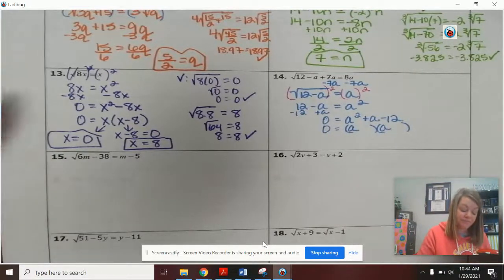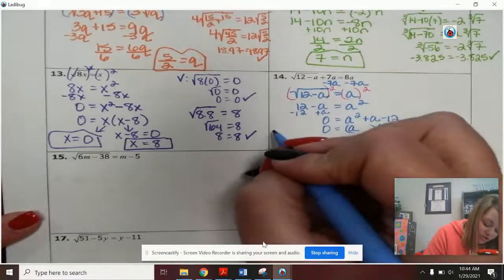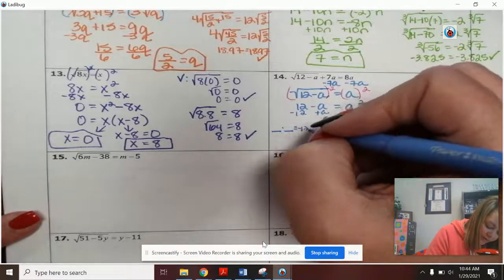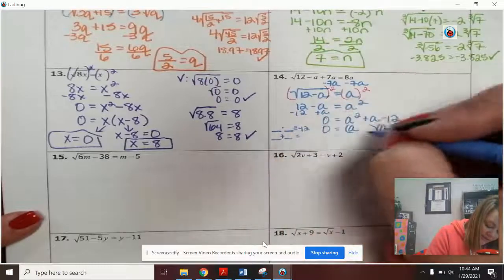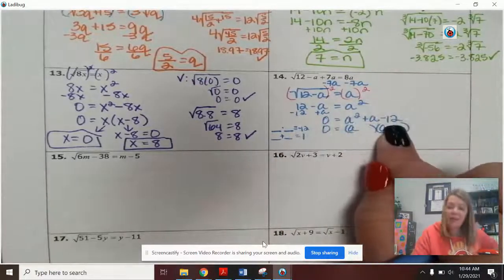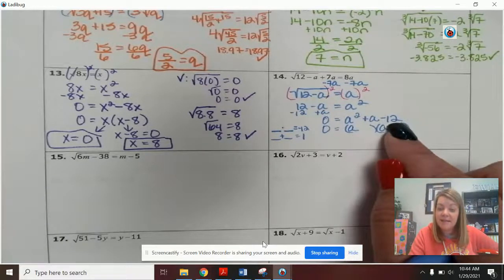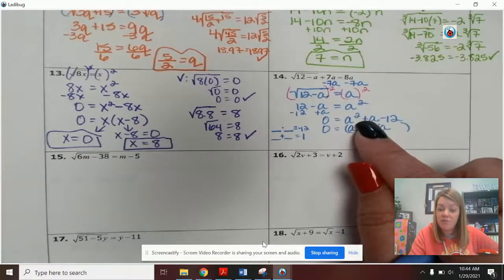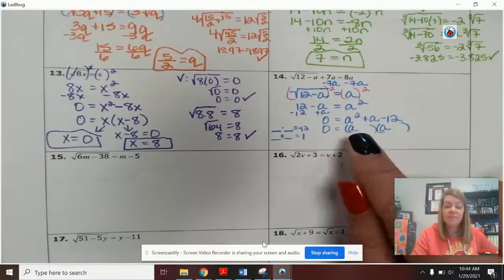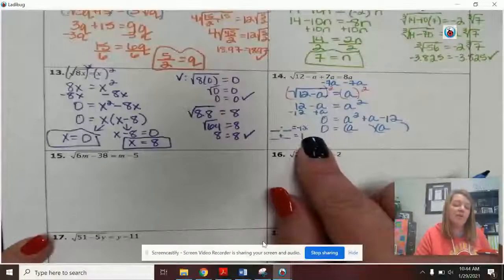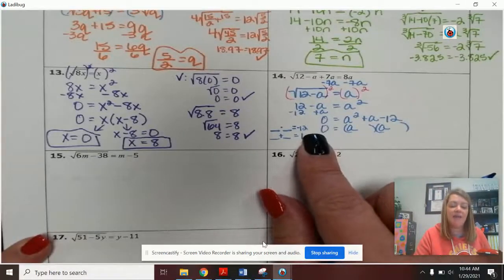And now I need two numbers that multiply to negative 12 and add, remember this, to 1. Multiply to C and add to B. Okay, multiply to C and add to B. C is negative 12, B is 1 here because there's a 1 in front of this A. That's the coefficient of A. So what are the two numbers that multiply to negative 12 and add to 1?